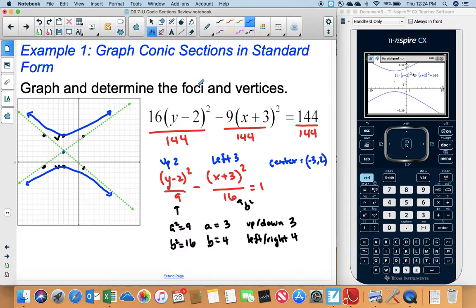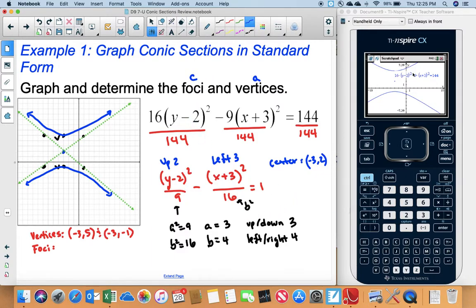Now this also says determine the foci and the vertices. We did already find the vertices. So we found that this was left 3 units, that was 2, then we got 3 more, so that would be at 5. So the vertex here, I could label as being at (-3, 5), and the other was at (-3, -1), down 3 from 2. But now to find the foci, what you do is we got to use the c value. So vertices come from the letter a. Foci come from the letter c.